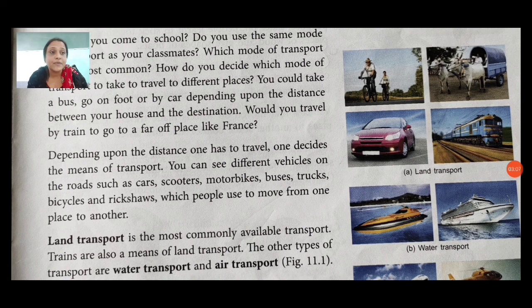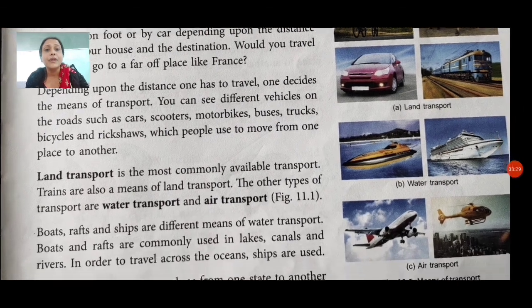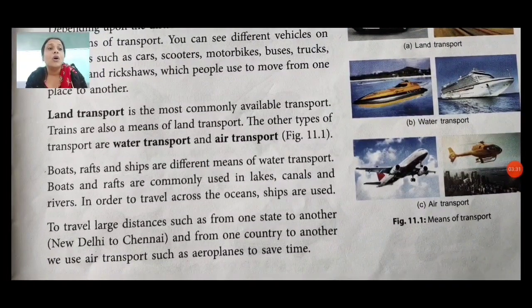In land transport, we have bicycle, bullock cart, car, train. These are all vehicles used in land transport. Land transport is the most commonly available transport. Trains are also a means of land transport. The other types of transport are water transport and air transport. You can also see here land transport, then water transport and air transport.